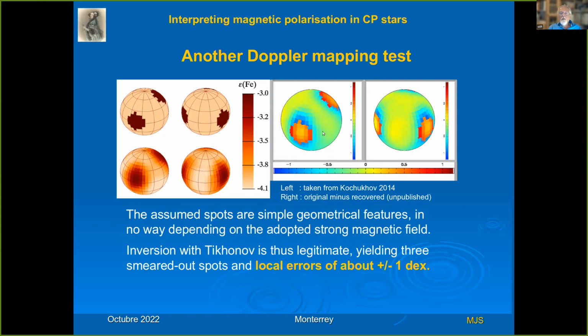But when you plot the difference, as yet unpublished, I just extracted it from these plots, and you get local errors of about ±1 dex, which is quite a lot when you look at the contrast of 1 dex. Incidentally, Kochukov in 2002 said that the mean error of this recovery was 0.04 dex. Well, I cannot reproduce that.